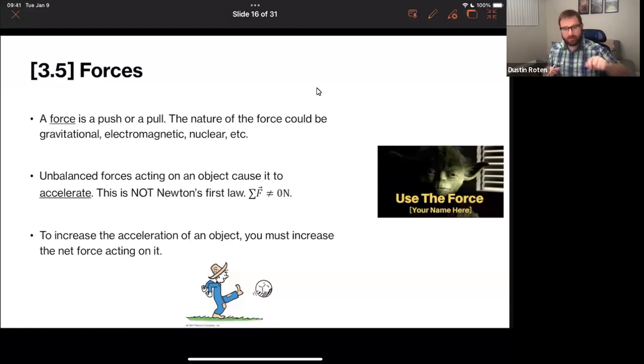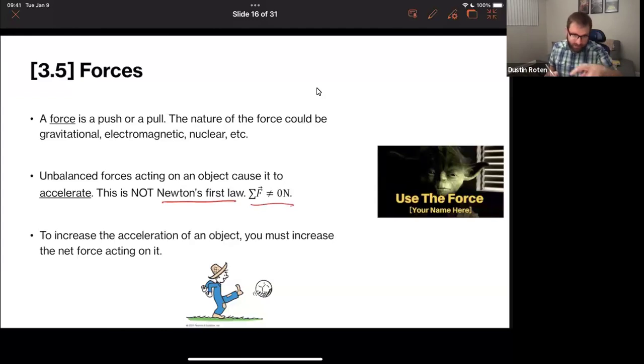So the idea of unbalanced forces acting on an object: since they're unbalanced, we can add them all up, and some parts will cancel, some may not. The whole point of adding them up is to represent everything as one single force, the net force. Okay, now if we add all the forces up and find a net force and it's not zero, that's definitely not Newton's first law. Anytime you add those forces up and they don't sum to zero, we're looking at Newton's second law.